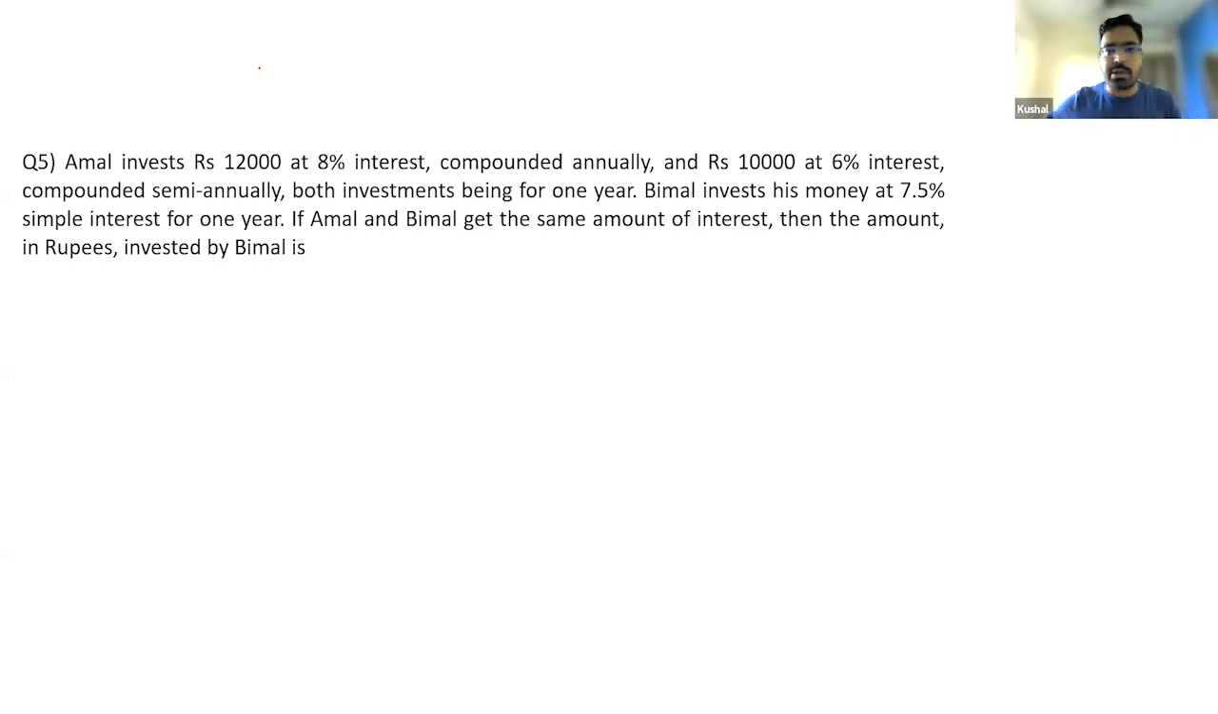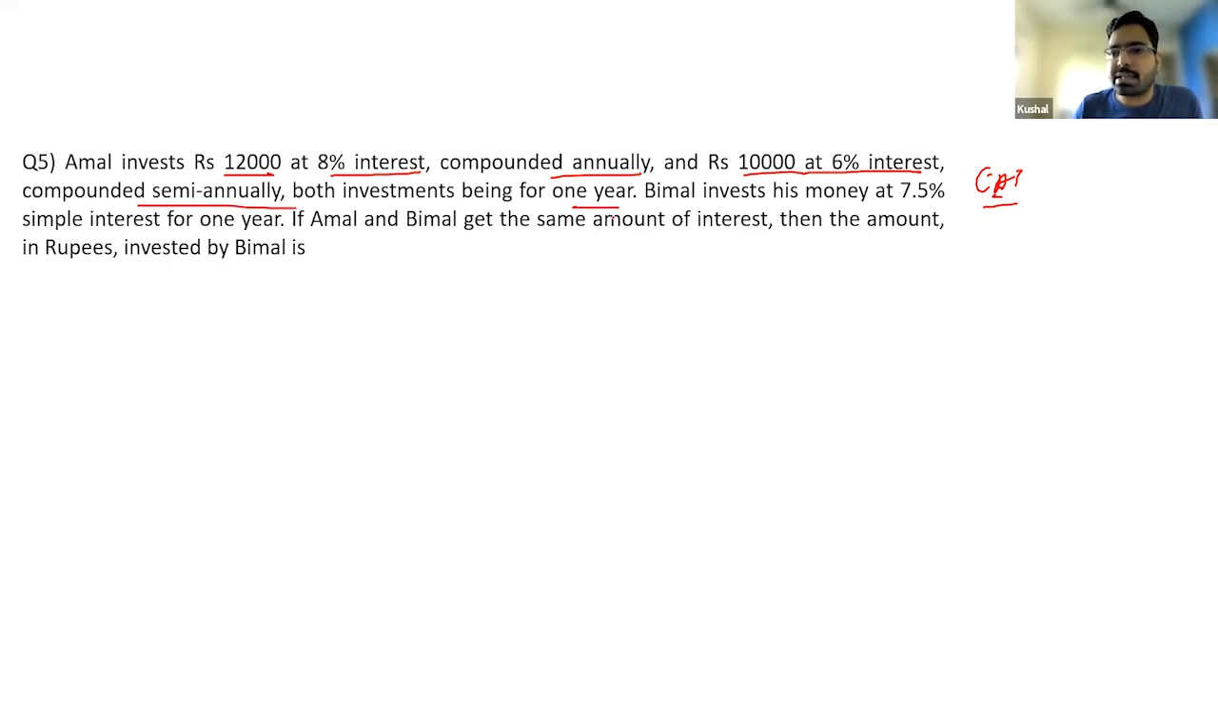Right. Let's have a look at question number 5. Now this is a question coming from one of the CAT papers. Let's try and understand this. Amal invests 12,000 at 8% interest compounded annually and 10,000 at 6% interest compounded semi-annually. Both investments being for 1 year.